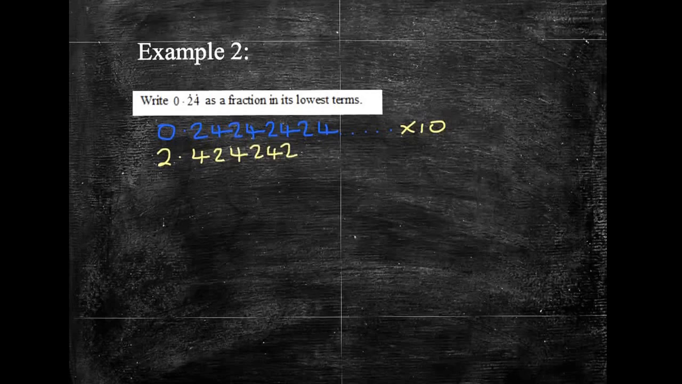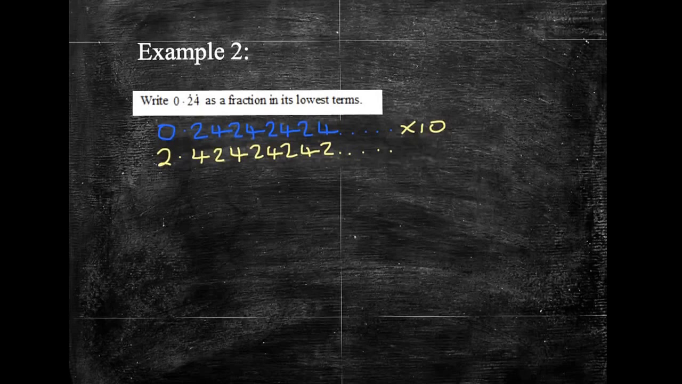Before we do anything else, let's just think about what this means. 0.24 both recurring is 0.24242424, and so on. Now, if I were just to multiply by 10, then I'd get 2.42424242, and so on. Now, at this point, my decimals don't line up. I don't have the same number above and below, which means that if I take one away from the other, I'm not going to eliminate anything. I'm just going to have a huge list of decimals still.